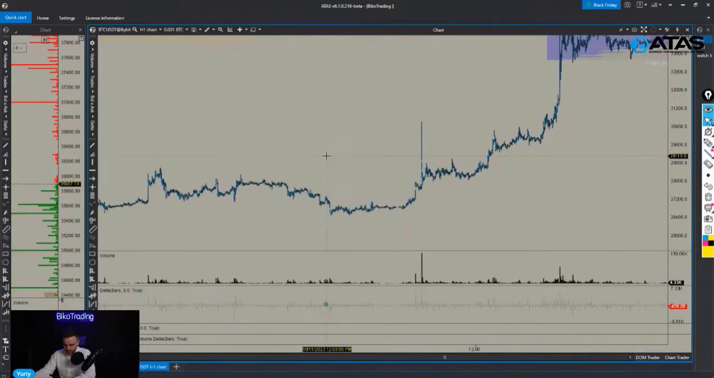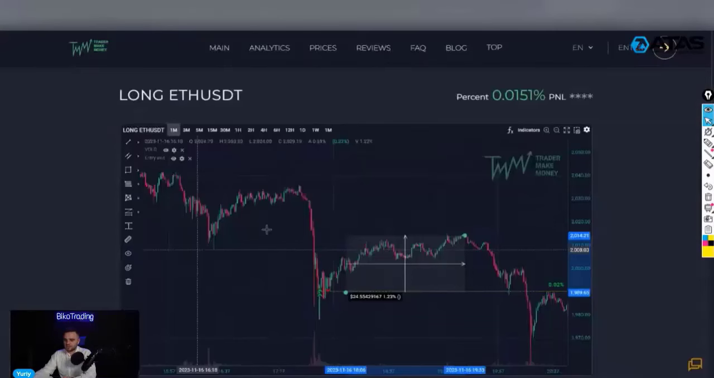Pullback from POC. Why doesn't it drop forever? Please explain. Yeah, cascade. Yes, cascade. Okay, guys, let's ask some of your questions while I prepare some additional examples of these trades for you.